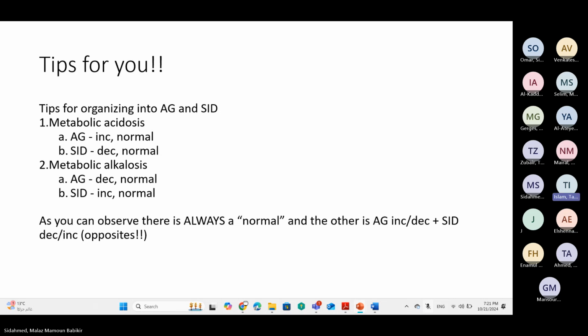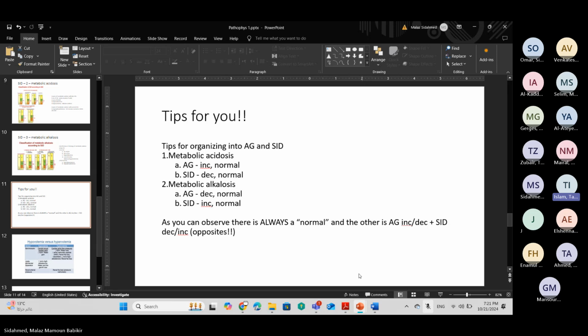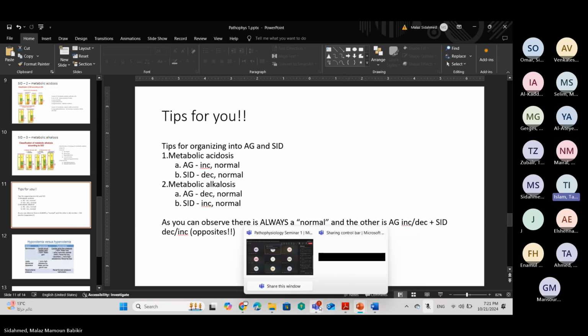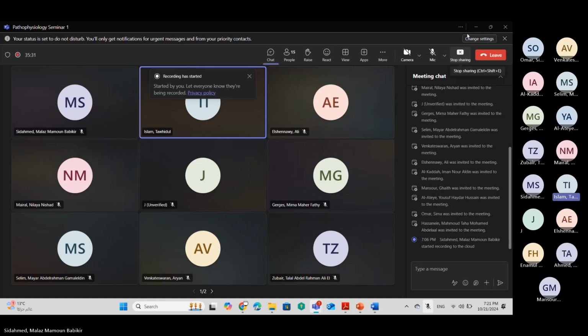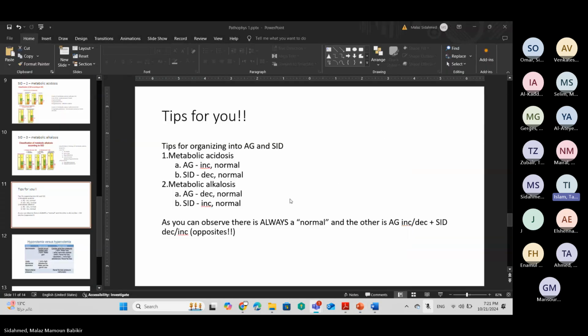And that is all the explanation I have for metabolic acidosis and alkalosis. It is a bit complicated, I understand, but the earlier you grasp this concept of anion gap and SID, the better it is for you to orientate yourself.